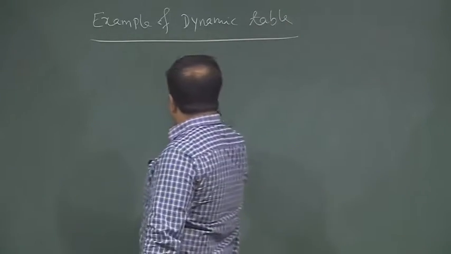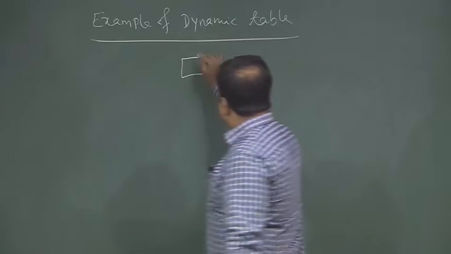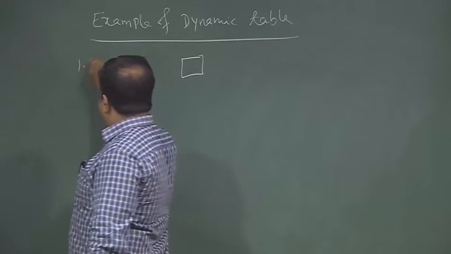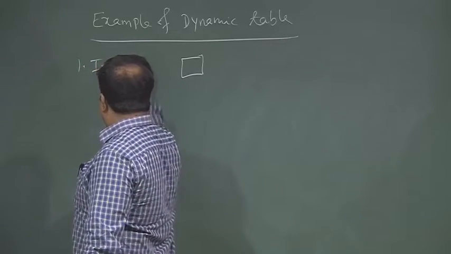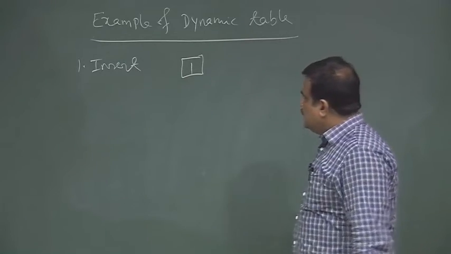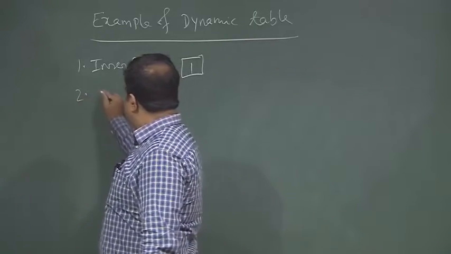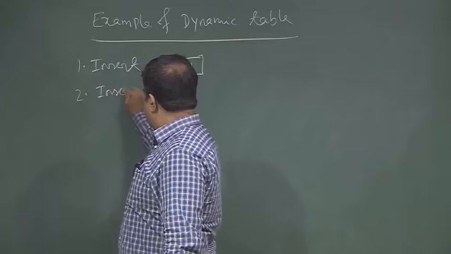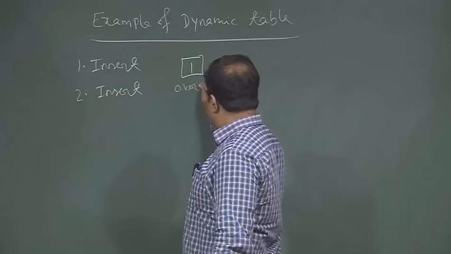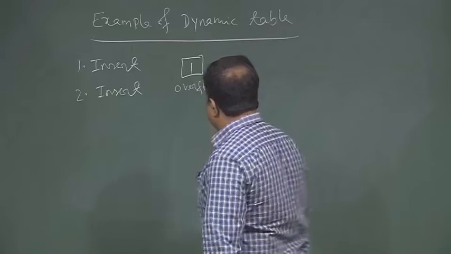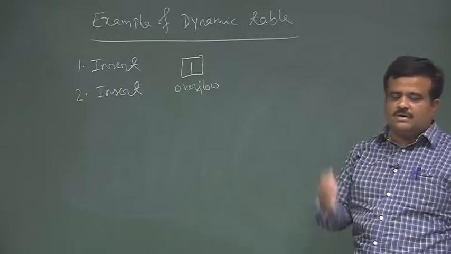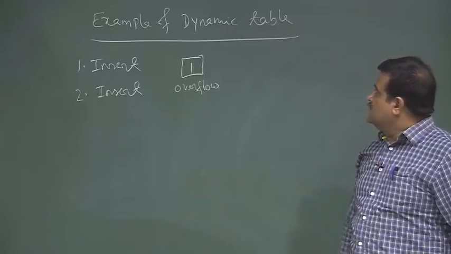Okay, suppose we have a table with size 1, and suppose we insert an item. So, this is the first item, and then suppose we insert the second item, then this is overflow, because there is only one space. Then what is our suggestion, our dynamic tables strategy?